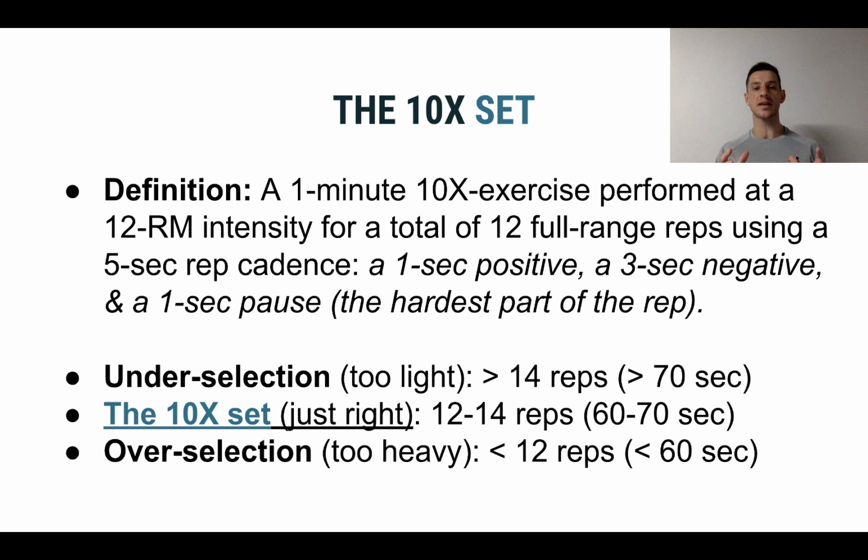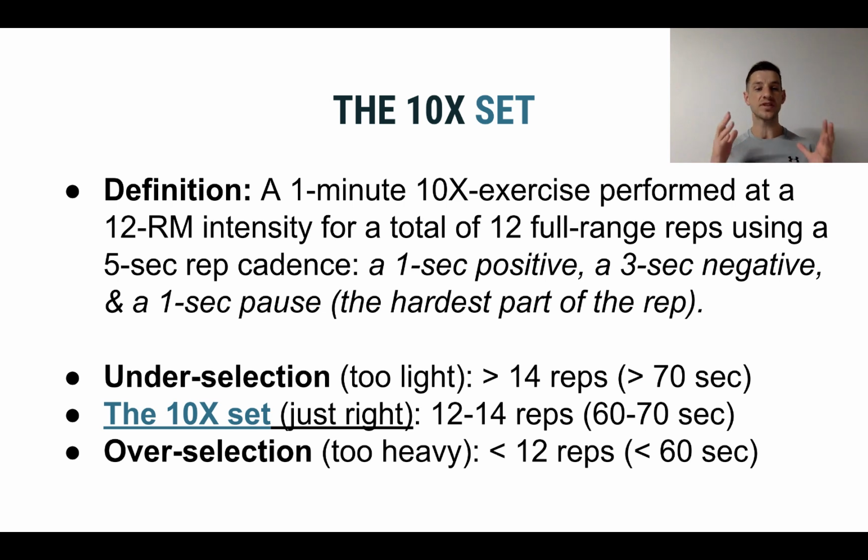The 10x set is a 1-minute 10x exercise performed at what we call a 12 repetition maximum, that's the intensity, for a total of 12 full range reps. Again, you cannot do a 13th rep, that's what your 12 RM means. Your 12 RM means that you're at your max for that particular exercise. And so you can do 12 full range reps, but you may attempt to do a 13th rep, you may even get a half rep, but you will fail.